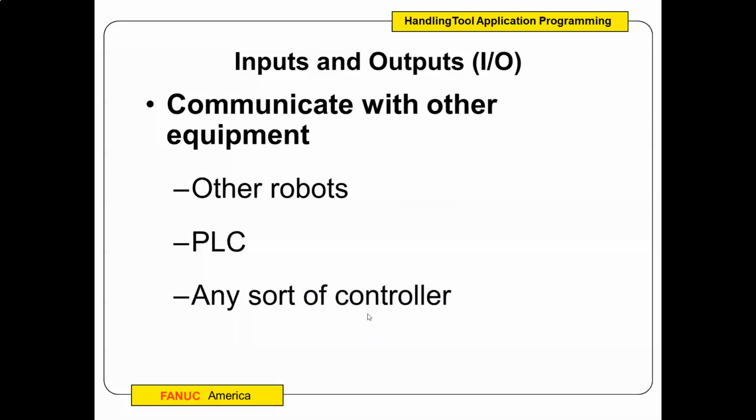And then you can use your I/O to communicate with other equipment. It could be another robot. Maybe 2 robots are sharing a workspace and you want one robot to let the other robot know, I'm out of the way, or I'm ready to accept things. Could be a programmable logic controller that's controlling things, or any other sort of controller you might have in your system.